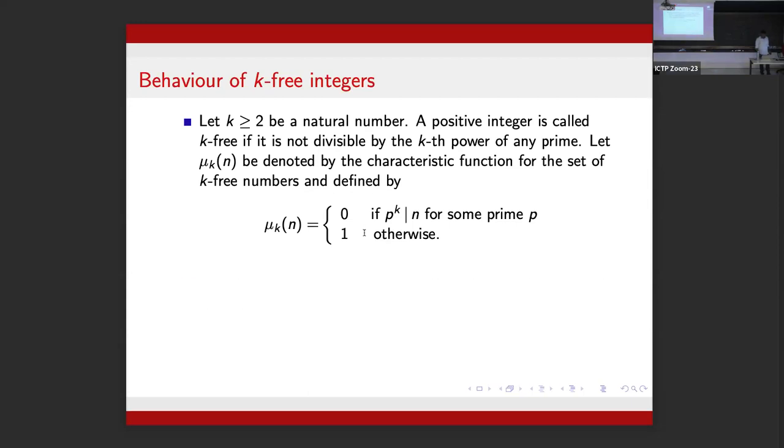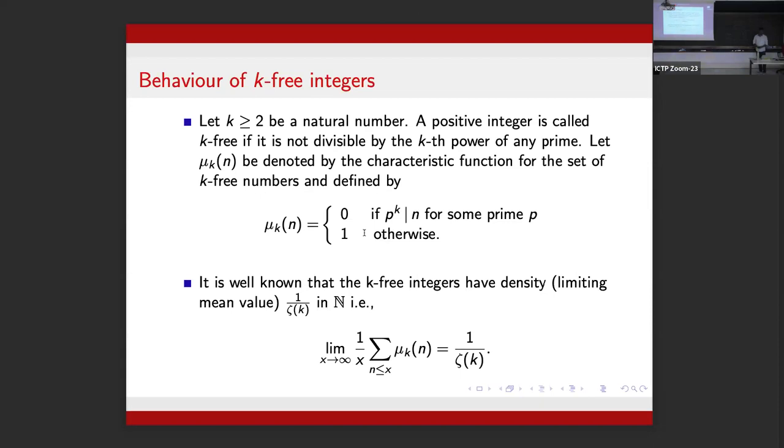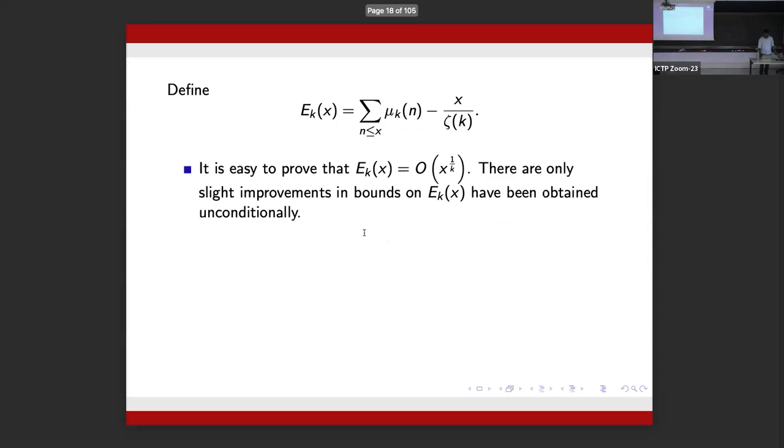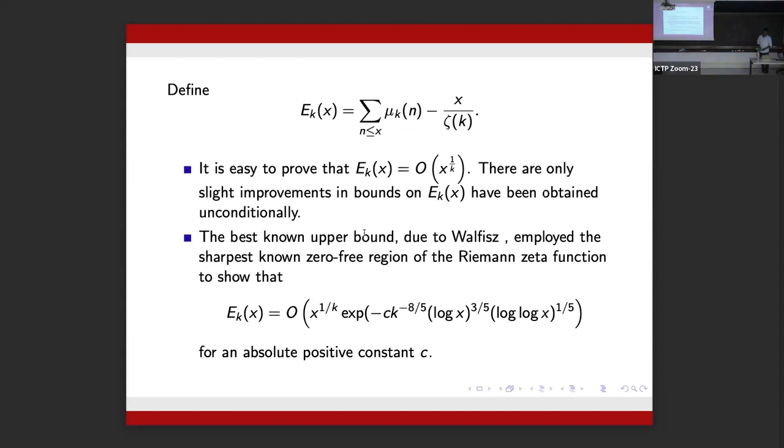And for these k-free numbers, there is a known result for the limiting average, or limiting density. The density of k-free numbers is 1 over zeta(k). So here k is bigger than or equal to 2, obviously. And if we write this, by using Perron's formula, one can get that this error term looks like big O of x to the power 1 over k. But there's a slight improvement due to Walfisz. They're just improving the epsilon power. We can allow x to the power 1 over k minus epsilon. So this is the improvement.